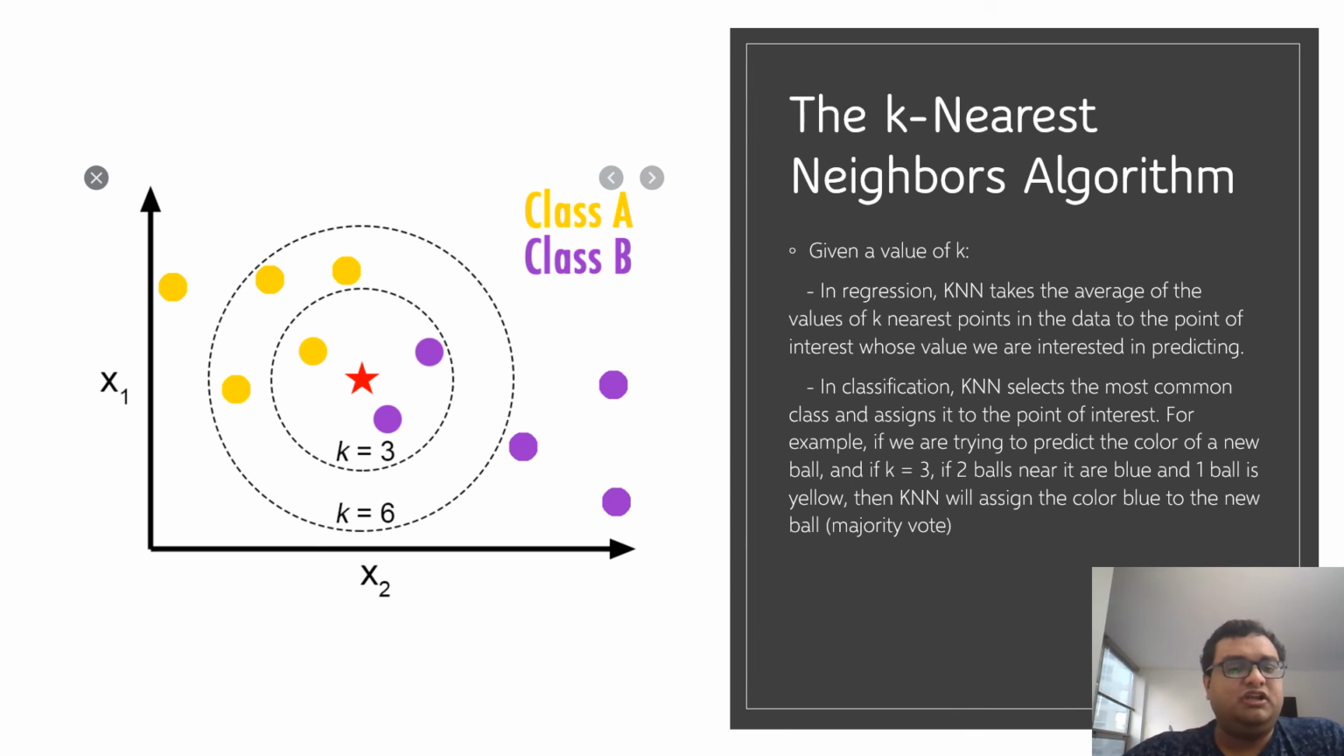For example, if you look at the picture, if we are trying to predict the color of a new ball, and if k is equal to 3, if two balls near it are blue and one ball is yellow, then KNN will assign the color blue to the new ball, which is the majority vote. And if k is equal to 6, then you have 4 balls which are yellow and 2 balls which are blue. For that, the majority vote will be yellow.